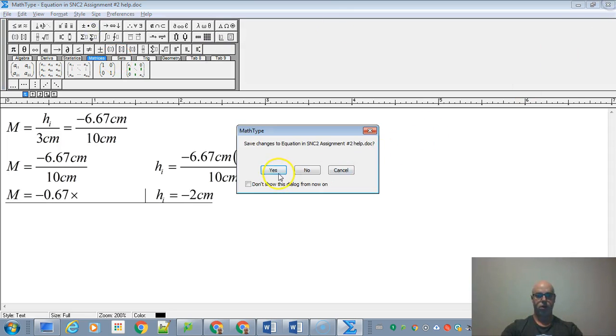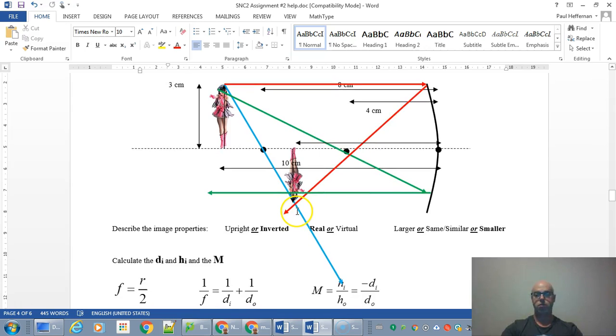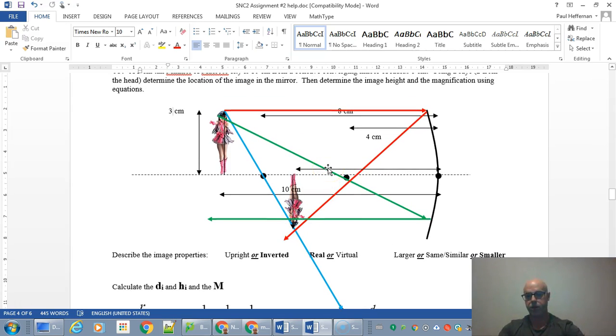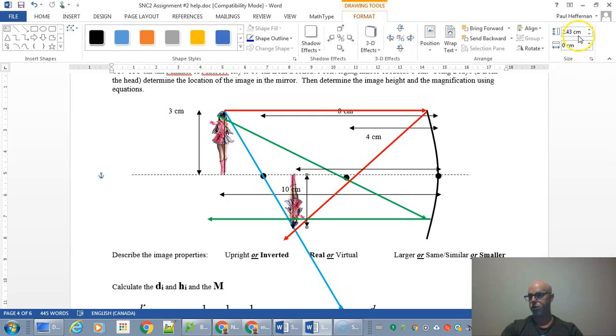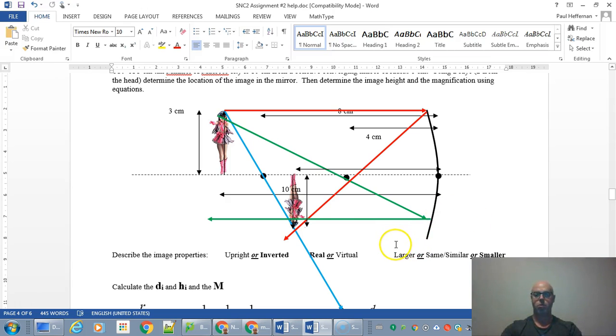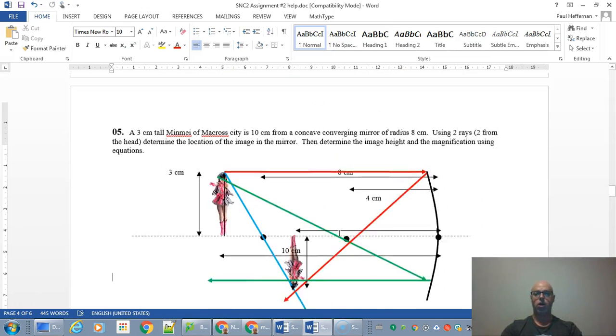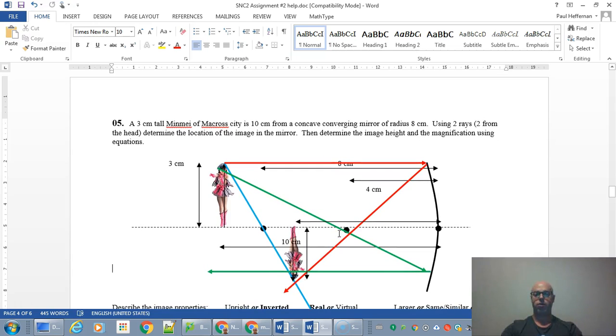Alright, so if you just take a look back at the picture, that's about right. If that's a 3 centimeter object right here, and we go take a look at our image, and we just adjust this a little bit, there we go. We'll see that at 2.43, it's a little bit off, but that's the picture, right? Again, the pictures are never perfect. And there you go. So you got all the information for a quick converging mirror.